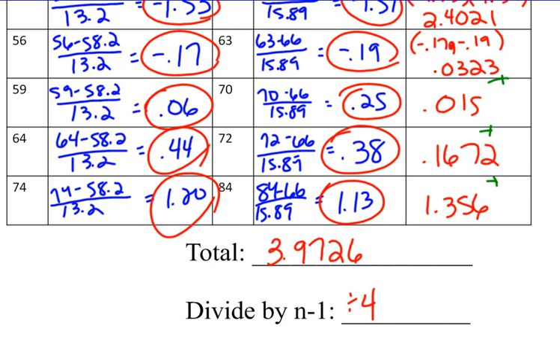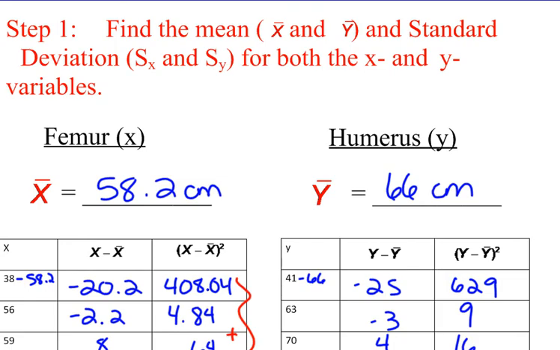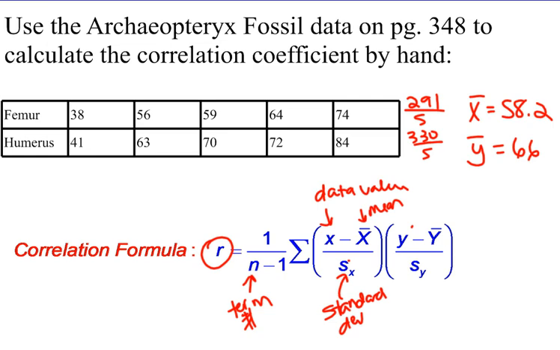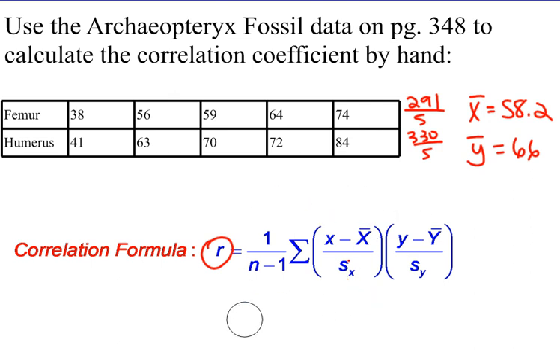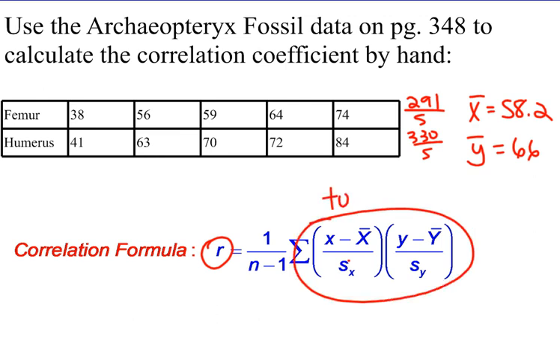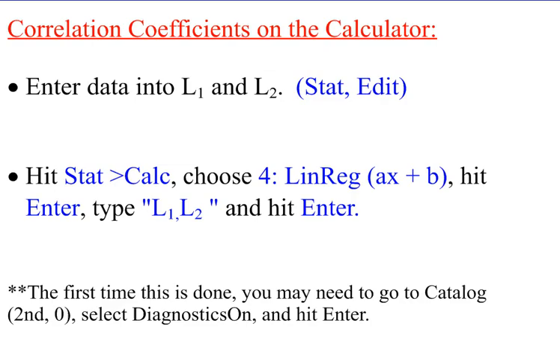If you're wondering where all this is coming from, let's go back here and look. This is where we're at in our formula. We've just done this right here. That was our total we just found. The reason we added these all up is because of this summation symbol. And then it says times 1 over n minus 1. So really you're dividing by n minus 1. So that's why we're dividing by 4 right now. So we are almost at our answer.